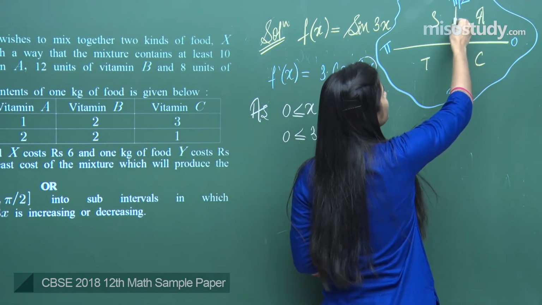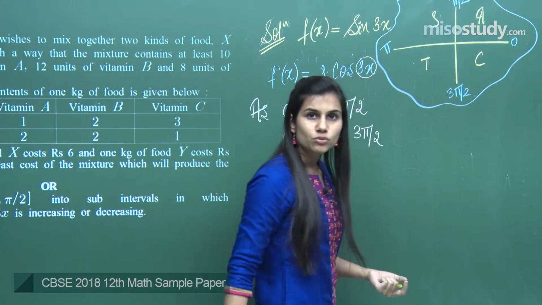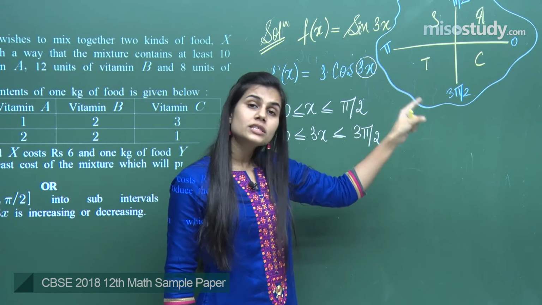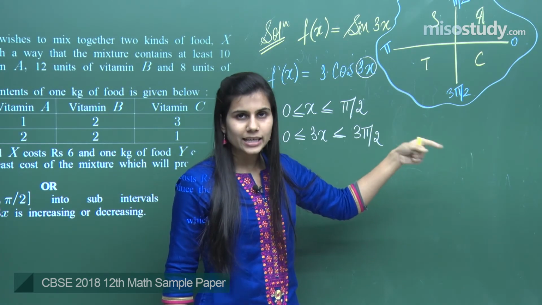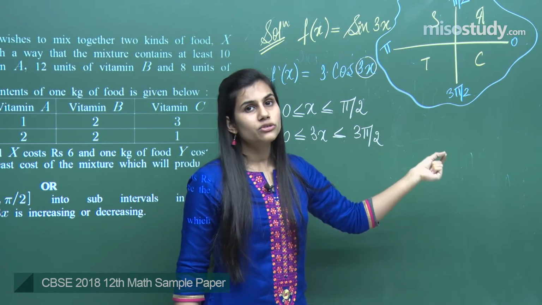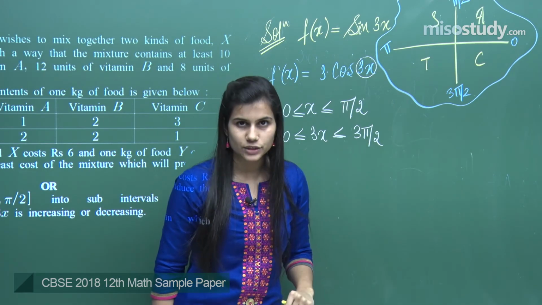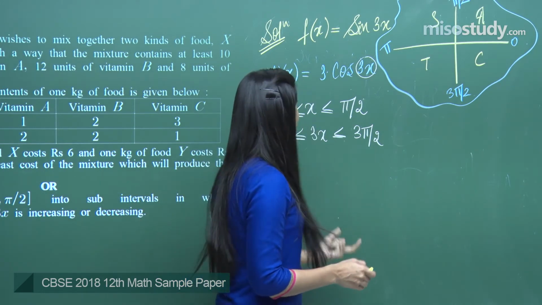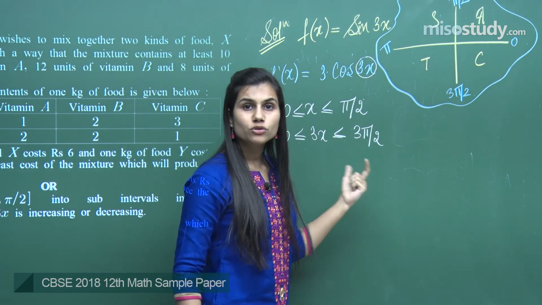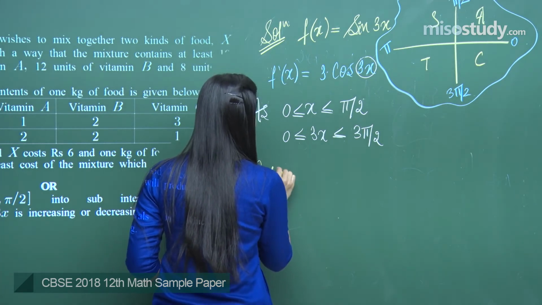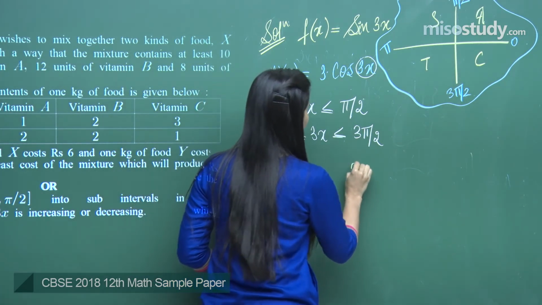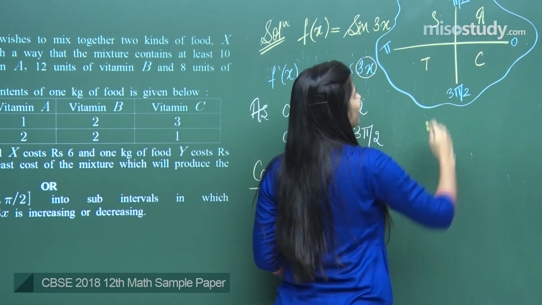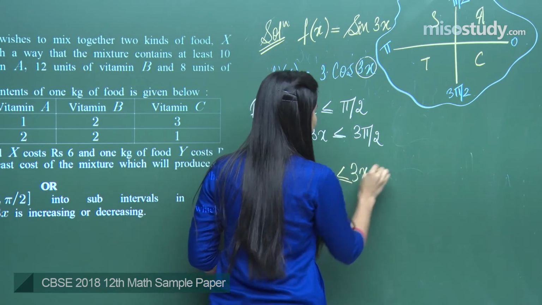But when 3x is ranging from pi by 2 to 3 pi by 2, that means the angle is in second or the third quadrant. So the cosine ratio of all these angles will be negative. So 3 times cos 3x will also be negative. So f dash x will be negative. That is what is basically the outline of the entire proof. Because the moment I am saying 3x is from 0 to 3 pi by 2, my entire proof is divided into two cases.